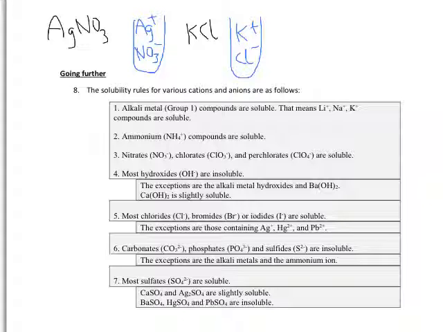Now let's say I mix them together. I'm going to put it in a beaker. In my beaker, I'm going to have these four things floating around: some Ag+, some K+, some NO3- and some Cl-. And they're all going to be floating around this beaker.